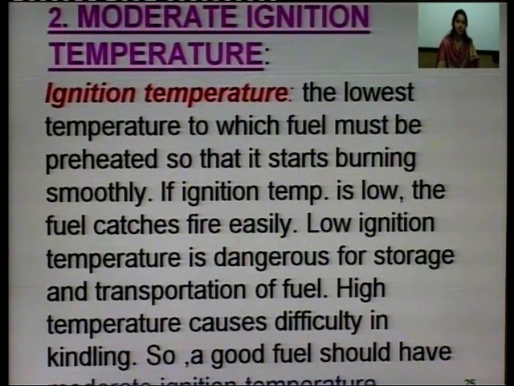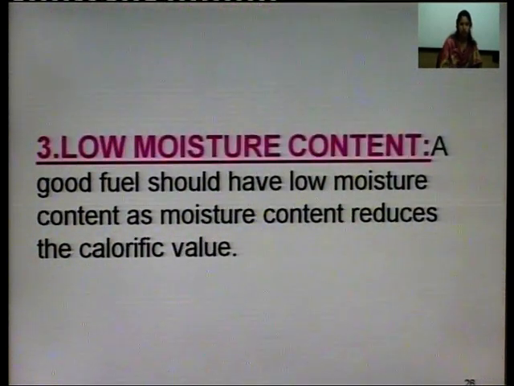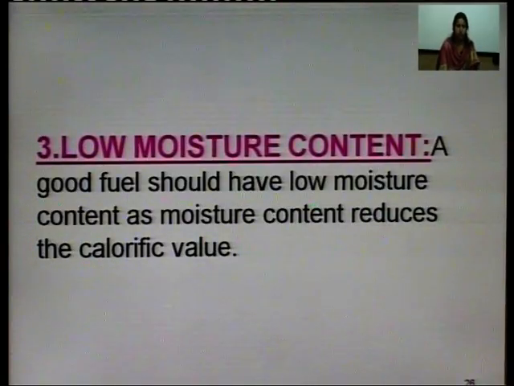So, a good fuel should have moderate ignition temperature. What is ignition temperature? This is the lowest temperature to which a fuel must be preheated so that it starts burning smoothly. If the ignition temperature is low, then it is not desirable. If it is high, then also it is not desirable. So, the characteristic of a good fuel is that it should have moderate ignition temperature. What is the third characteristic of a good fuel? That is about the moisture content. A good fuel should have low moisture content, as the moisture content reduces the calorific value.